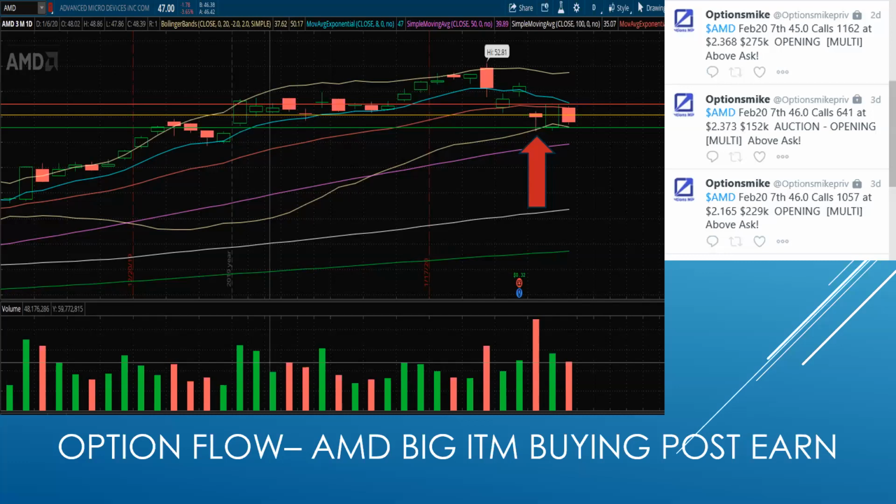On that down move the day after earnings, where we held the bottom of the Bollinger Band, look at the flow that came in. Next week's 46 calls and 45 calls. These were in the money call buyers of size coming in, opening. These are new. When you see opening, we know that this guy wasn't there before. We know there's nothing there. So that was my clue that on the next day that it would be in play.